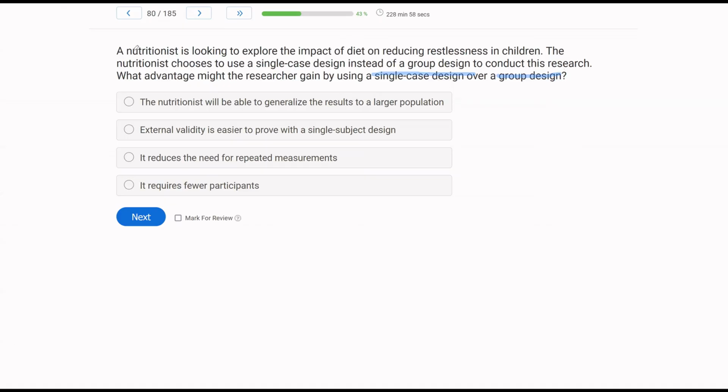In this case, this nutritionist wants to know the impact of diet on restlessness in children. What advantage might they gain with a single case design? A, the nutritionist will be able to generalize the results to a larger population. With the group design, you're usually taking a sample and then generalizing that to a population. Single case designs are much more focused on individuals, which makes it more difficult to generalize. So A is not an advantage. B, external validity is easier to prove with a single subject design. Not necessarily true, since each person is their own control, and we're much more focused on the individual outcomes rather than the outcomes of others.